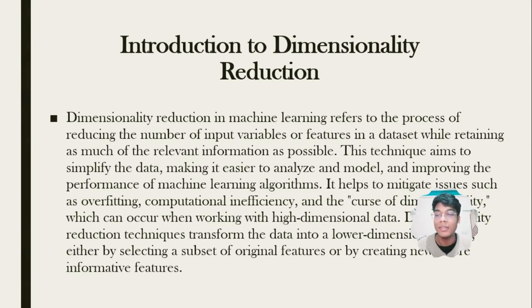So dimensionality reduction in machine learning refers to the process of reducing the number of input variables or features in a dataset while retaining as much of the relevant information as possible. This technique aims to simplify the data, making it easier to analyze and model, and improving the performance of machine learning algorithms. It helps to mitigate issues such as overfitting, computational inefficiencies, and the curse of dimensionality, which can occur when working with high dimensional data.